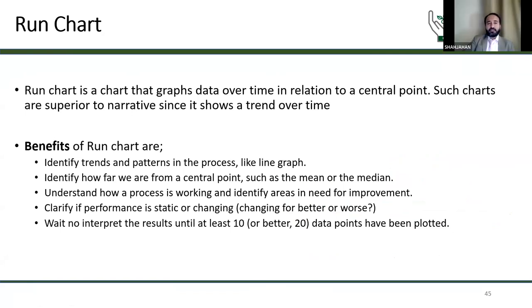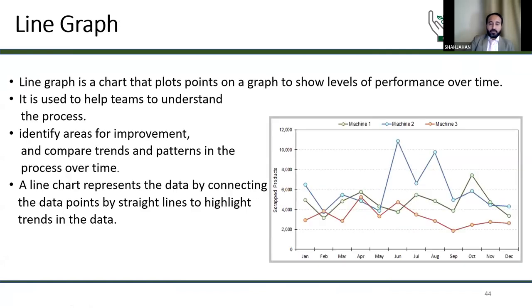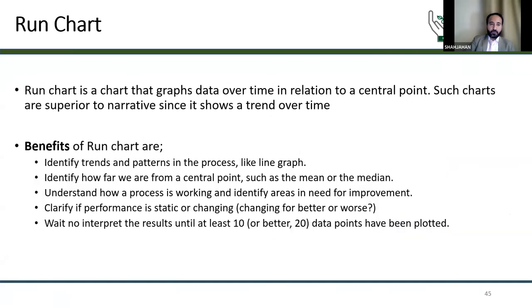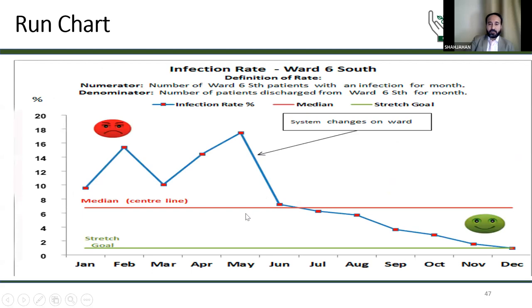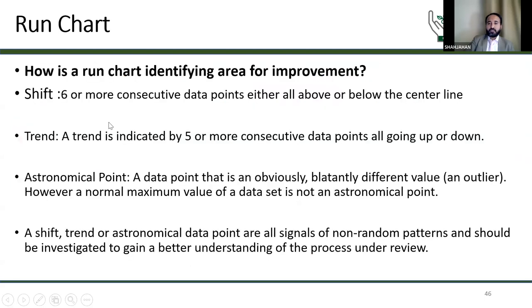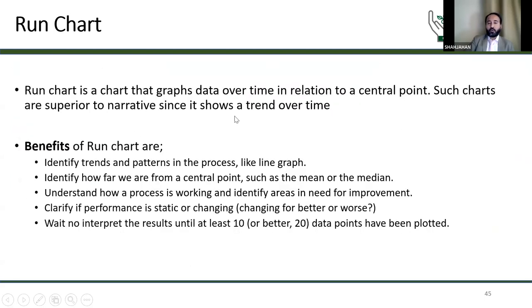Then run chart. A run chart is also a line graph, but it is different from the line graph that I will show you in this picture. Just see this picture. This is the run chart. Run chart is a chart that graphs data over time in relationship to a central point. It's superior to narrative since it shows a trend over time.